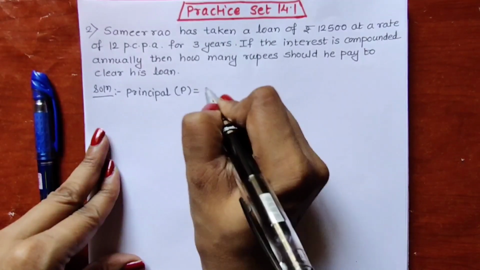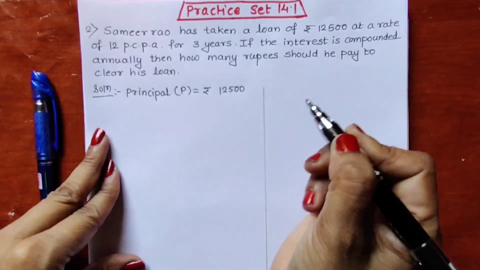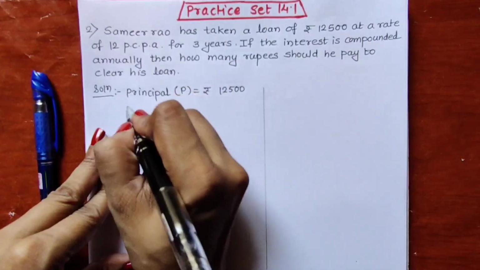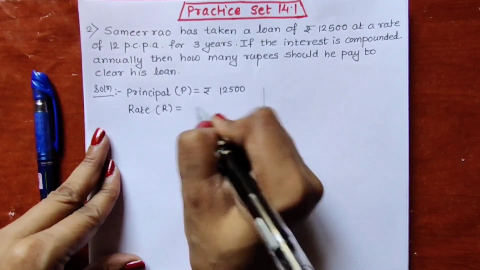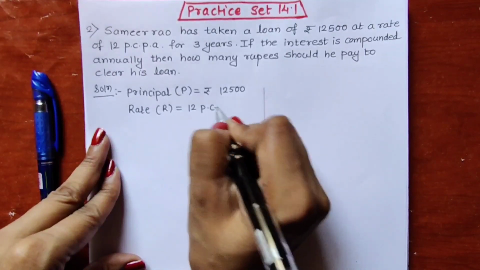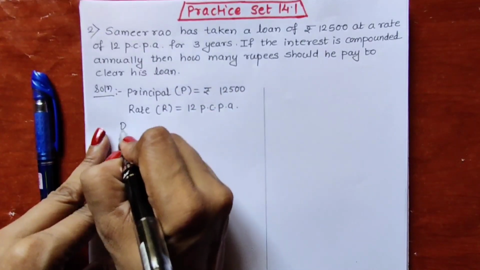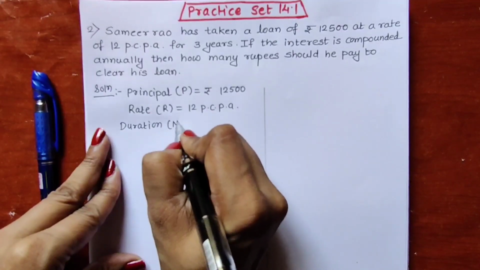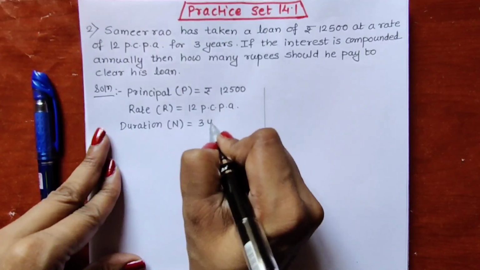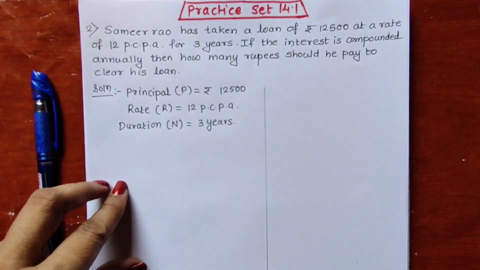P is equal to rupees 12,500. Okay. Now at a rate of 12 PCPA, that means rate R is equal to 12 PCPA, and then number of years, that means duration is given, number of years 3 years. So in this way, after writing all the values, we can apply the formula of amount.